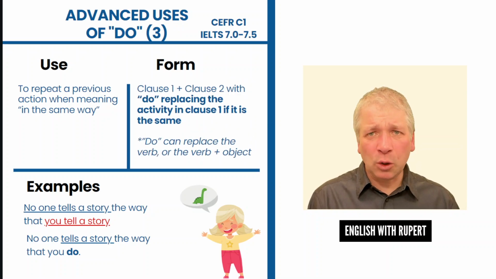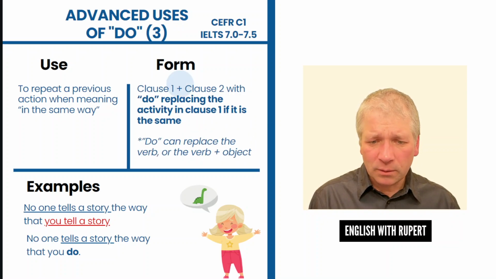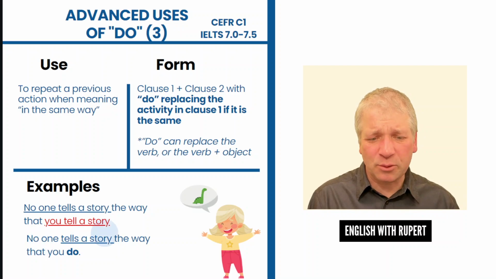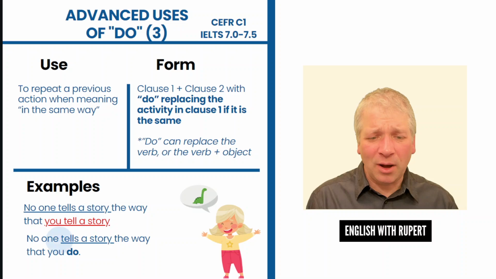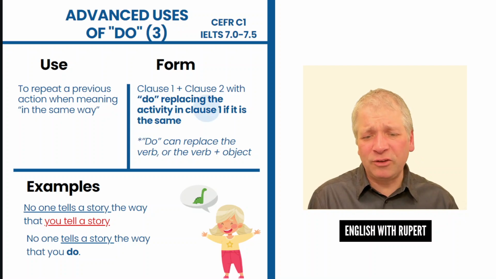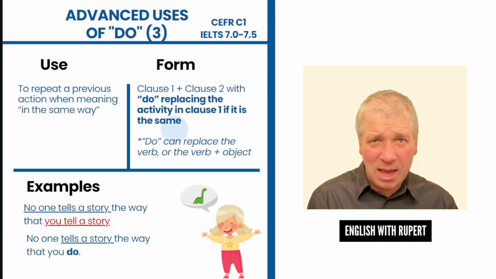So we have clause 1, which was no one tells a story. And then clause 2 comes in the that part of the sentence, that you tell a story, but with do replacing the activity in clause 1 if it is the same. So tell a story becomes do.